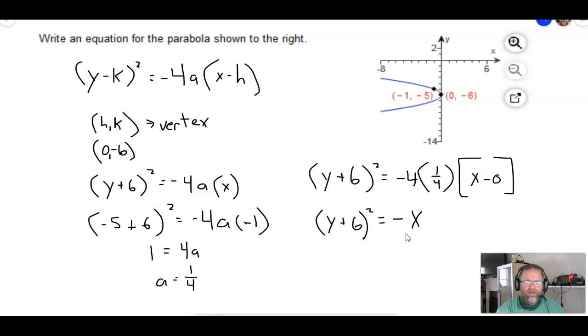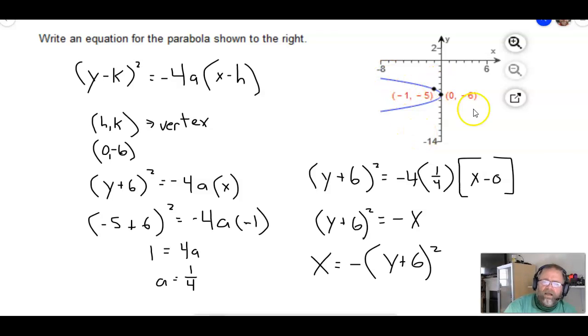If you wanted to put it in terms of x by itself, not negative x, you could just multiply both sides by a negative. So you can also write it like this: x is equal to negative (y plus 6) quantity squared. I hope this helps. It's going to be the same process regardless of which way it opens.